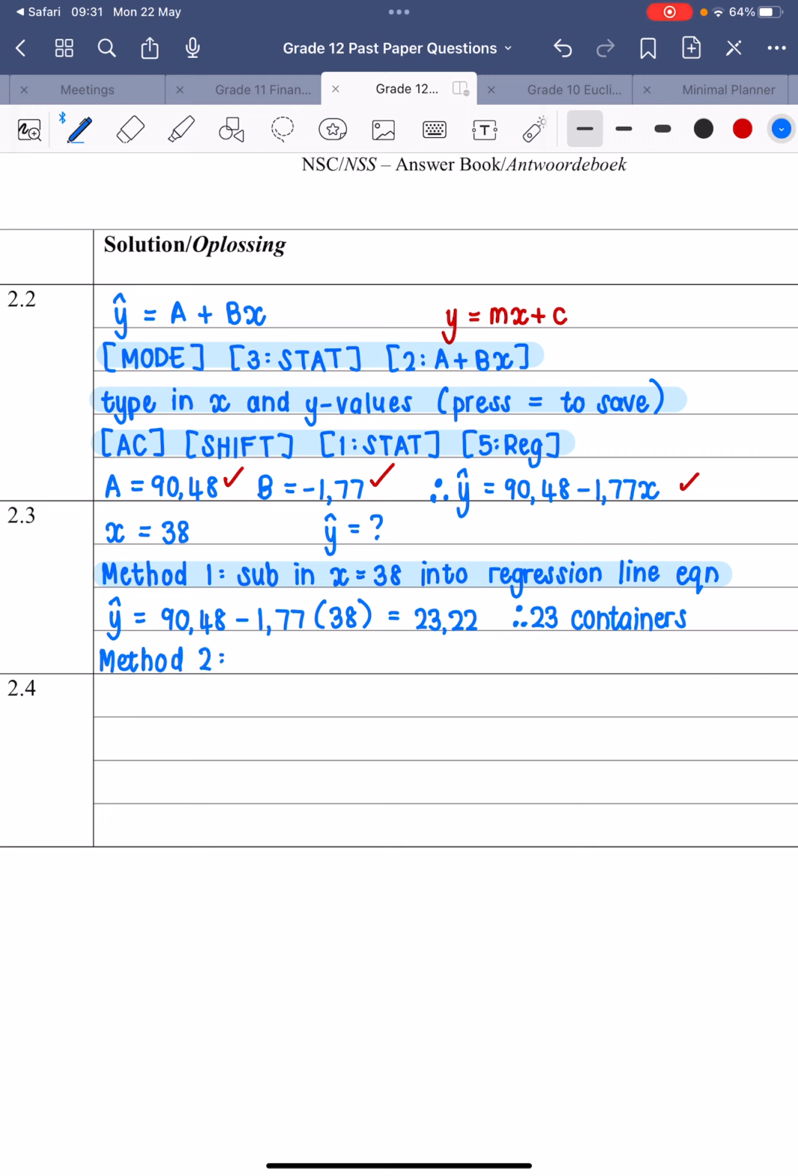So remember, we're still in stat mode. We've already typed in our x and y values. We haven't cleared anything. We've calculated a and b. We got our equation, but now we want to use the calculator for this prediction. So I'm going to write down the steps. Again, you're going to press shift. Actually, sorry. First, type in the number that they've given you, 38. And then equals.